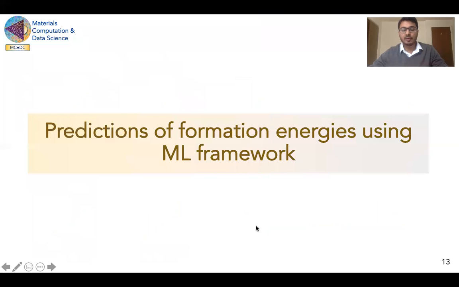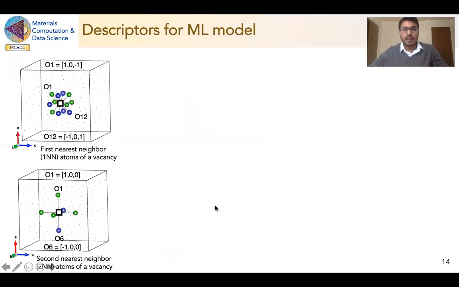Now moving forward towards the predictions of vacancy formation energies using machine learning framework. Again, first I'll start with the descriptors we use for the formation energy model. Here in this case, the descriptors are based on the first nearest neighbor environment and also on the second nearest neighbor environment. In this figure, the empty square is the vacancy, and then you have the first nearest neighbors in the top figure.